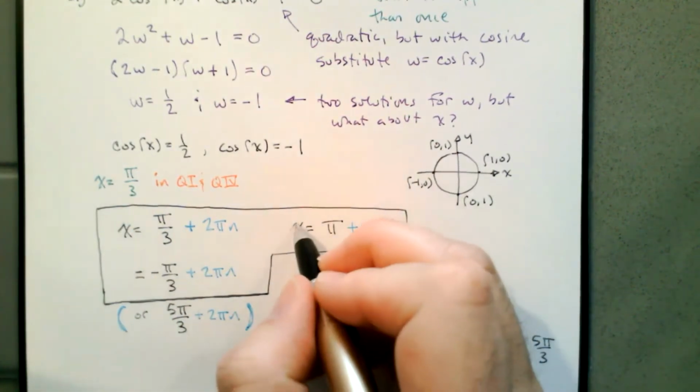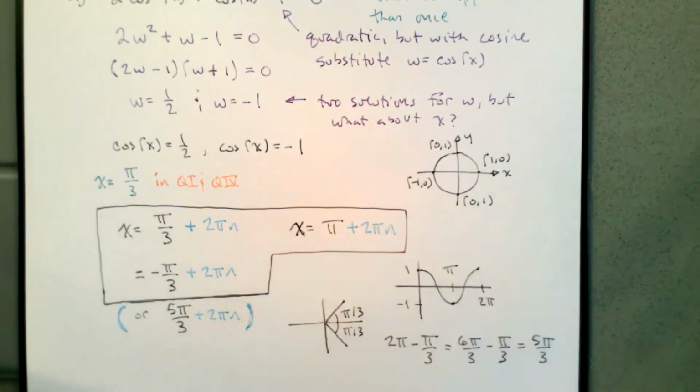So we get an infinite number of solutions, but here are our 3 basic solutions. Pi/3 and all the coterminal angles with pi/3, -pi/3 and all those coterminal angles, and then also pi and all those coterminal angles. Any questions?